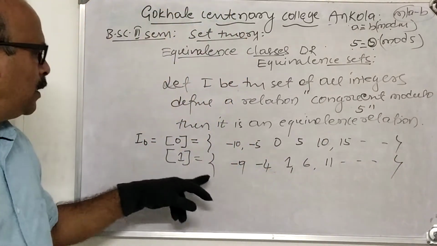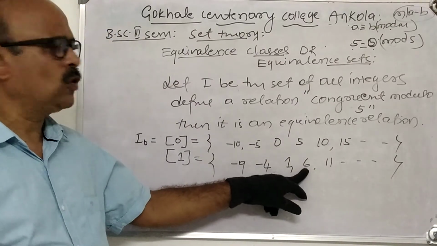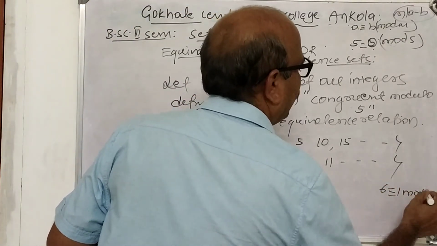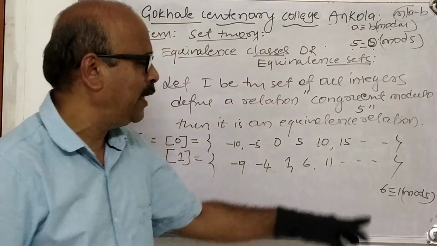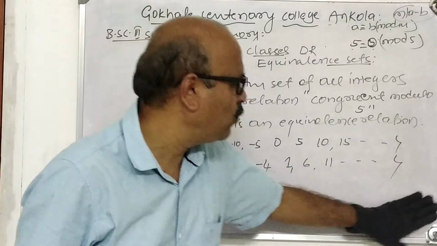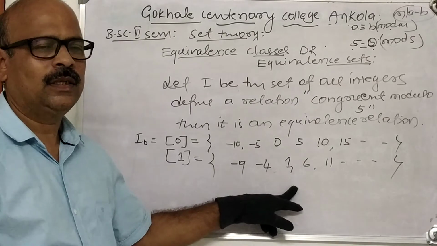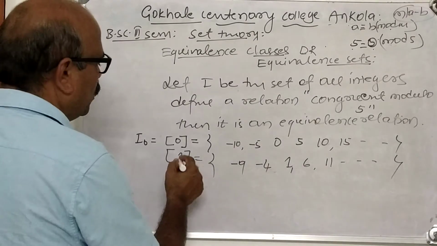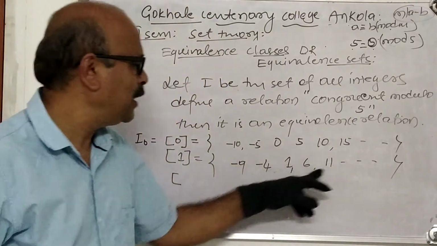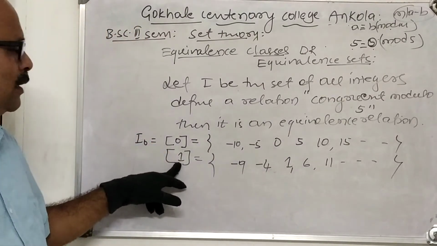Verify this. Why does 6 belong to this set? Because 6 is congruent to 1 mod 5. Why is 6 congruent to 1 mod 5? Because 5 divides 6 minus 1. So 11 is also congruent to 1 mod 5. 11 minus 1 is 10, and 5 divides 10. Now this complete set, all the integers which are congruent to 1 mod 5, is denoted by this set 1.